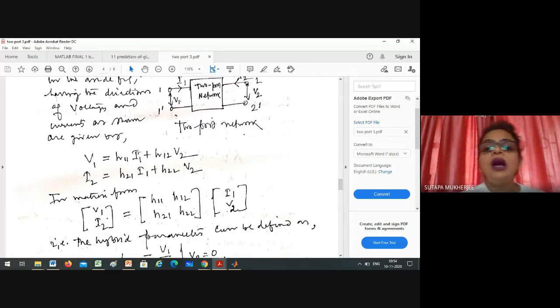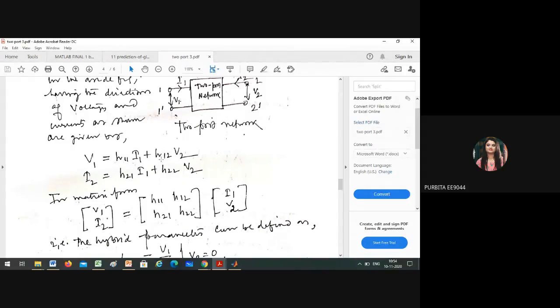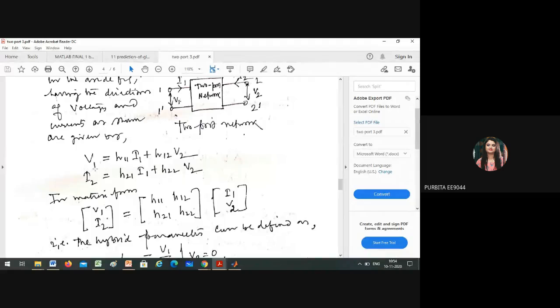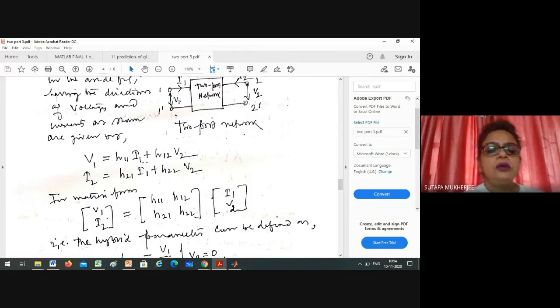Now come to I1 equals 0. Someone tell me, when I1 equals 0, which parameters will we get? H12 and H22. H12 is V1 by V2, and H22 with I1 equal to 0. Say H12 equals what? H12 equals V1 by V2, provided I1 equals 0.